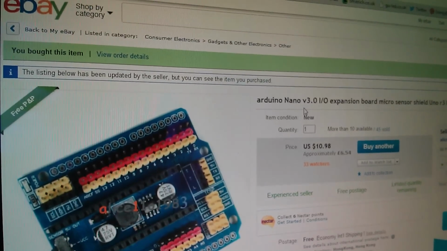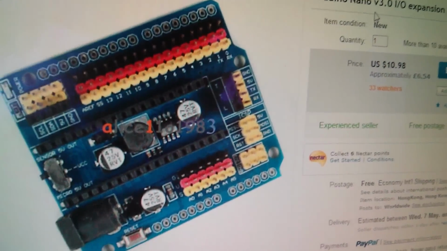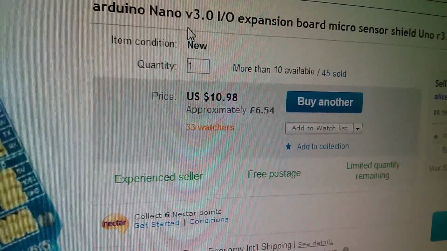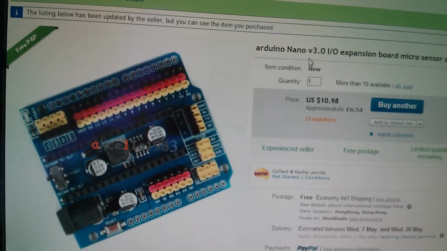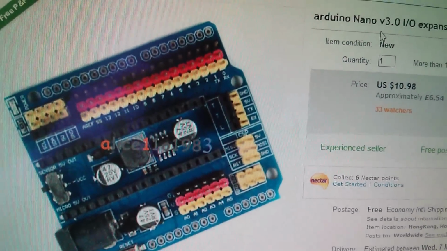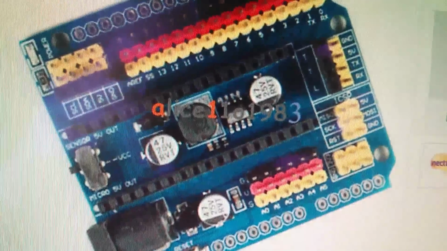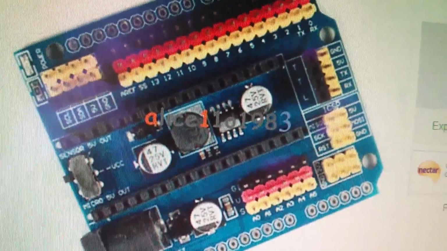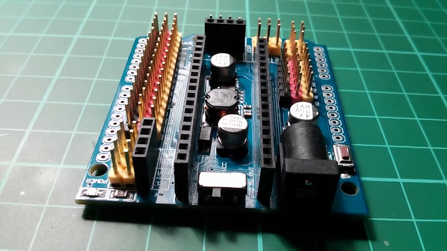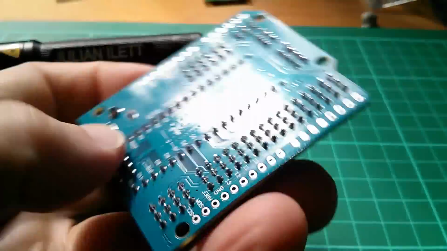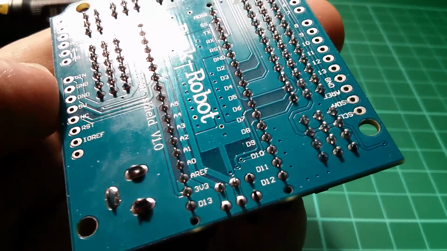So here's this particular board on eBay, and yet again it's from my favourite seller, Alice 110-1983. It's a little bit expensive, this one, $10.98, £6.54, but that is indeed a 5 volt switch mode regulator there. And if you see here, there's a switch for switching between sensor 5 volts out and micro 5 volts out. So I wasn't quite sure what it meant by sensor 5 volts out and micro 5 volts out, so I've sort of been staring at the back of the board and looking at where all these various tracks from that switch go.